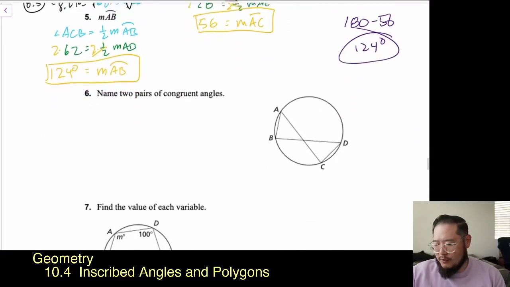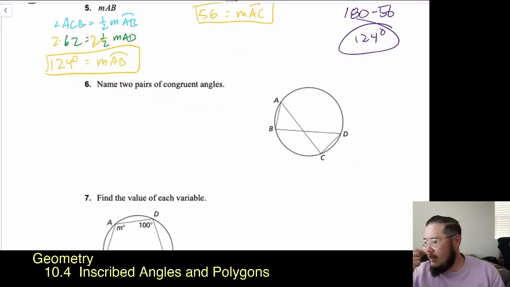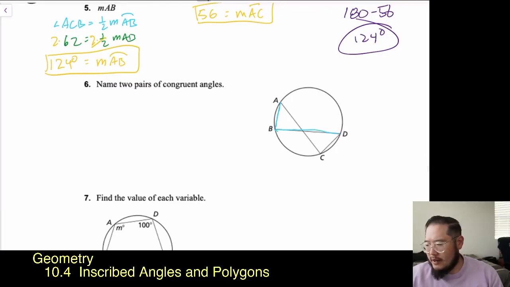All right, let's go ahead and move down to number 6. We have name 2 pairs of congruent angles. All right. Well, let's see some angles that we have here. I'll go ahead and highlight one angle. I've got angle A, angle B, and angle D. I also have right here angle D, C, and A.